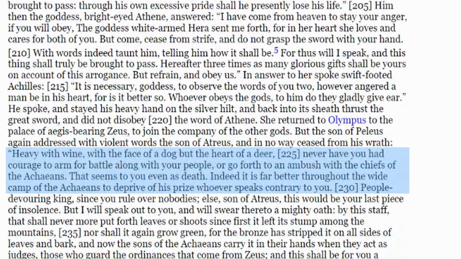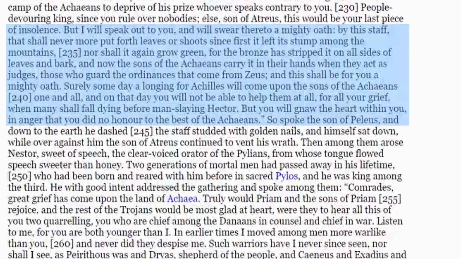And so he continues to insult him. He calls him people-devouring king. You rule over nobodies, or this will be your last piece of insolence. And then he makes a promise, and he promises this, I won't help anybody out. That's it. I'm not helping out any more. And you will rue the day that this happened. You will all wish for Achilles in your heart.